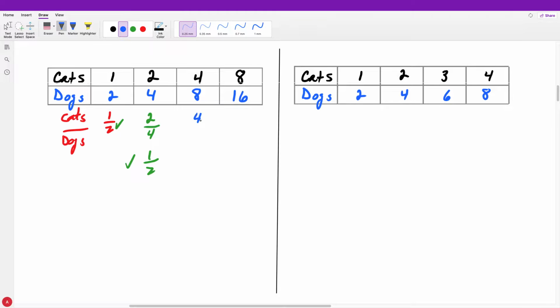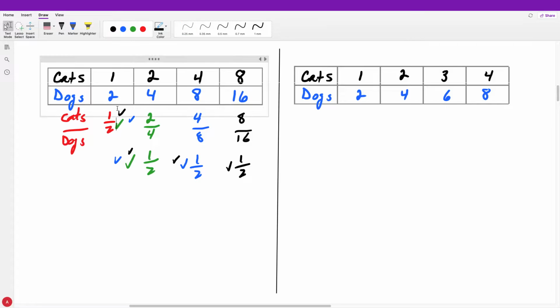I can look at this 4 over 8 and see, does this simplify to be 1/2? And it does as well, so that means it's also the same ratio. And I can look at 8 over 16 and see, does this simplify? And it does to 1/2. So all of these simplify to give me the same ratio, 1/2. That means this table that we have is proportional, meaning that if we're looking at different houses that maybe have 2 cats and 4 dogs, we can say that they all have the same ratio.